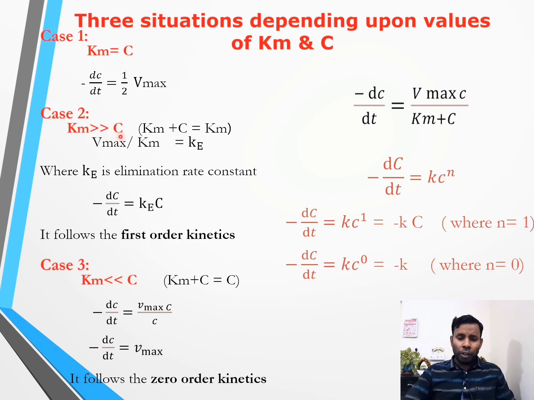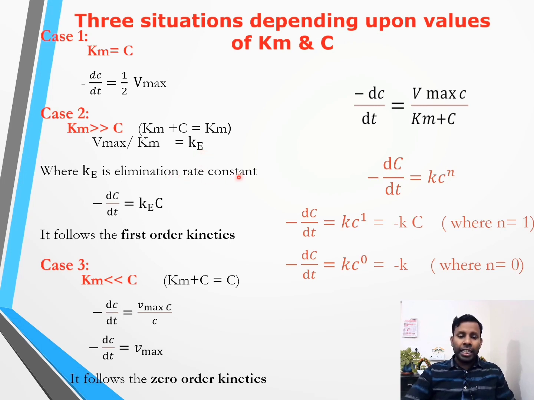Then let's come to case 2, when Km is much more than C. What will happen when Km is much more than C? Then we can write Km plus C is equal to Km, because C is negligible as compared to Km. Km is much more than C. So in place of Km plus C, we can write Km. So in this Michaelis-Menten equation, in this Km plus C, we can write Km. So it will be minus dC by dt is equal to Vmax C by Km.